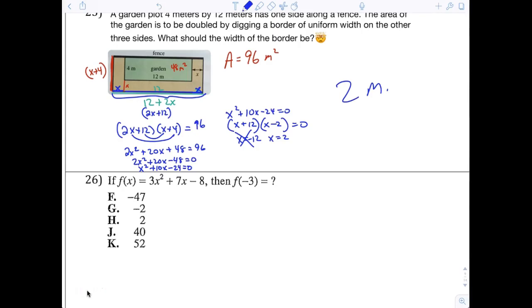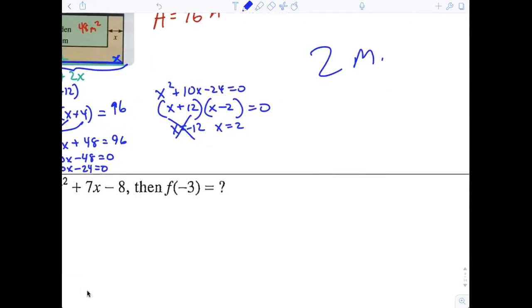Why couldn't it be 6 and 4? A very good question. So let's look at that real quick. So what I'm going to do is I'm just going to move this out of the way.